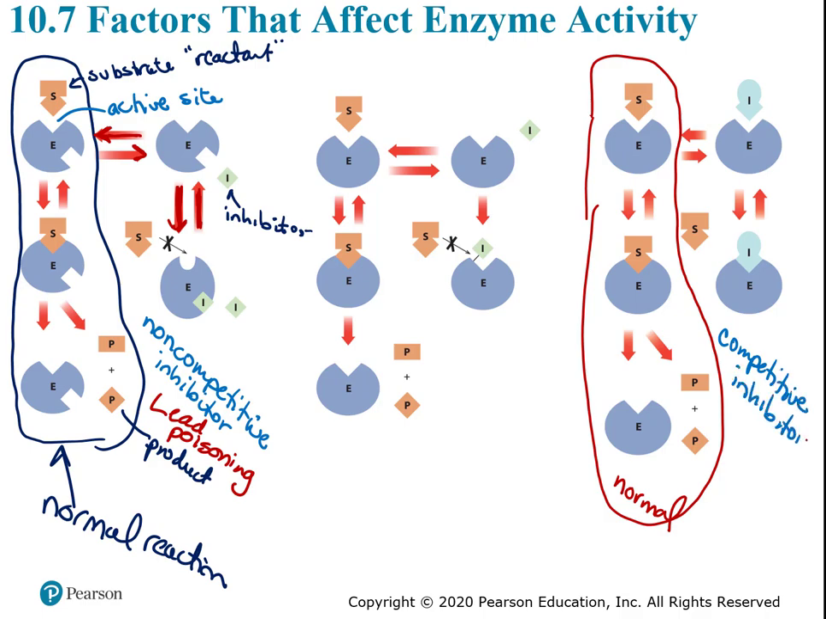It competes with the reactant or the substrate. It sits down and that's the block. As long as it's there, the substrate can't bind to it. But again, notice that this is an equilibrium reaction. So sometimes the inhibitor comes off. And if the inhibitor comes off, then the substrate can bind.